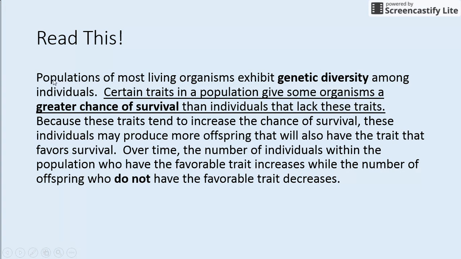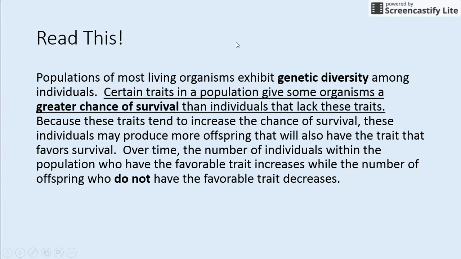Populations of most living organisms exhibit genetic diversity among individuals. Certain traits in a population give some organisms a greater chance of survival than individuals that lack these traits. Because these traits tend to increase survival, these individuals produce more offspring that will also have the trait that favors survival. Over time, the number of individuals within the population who have the favorable trait, or the good trait, increases, while the number of offspring who do not have the trait decreases.